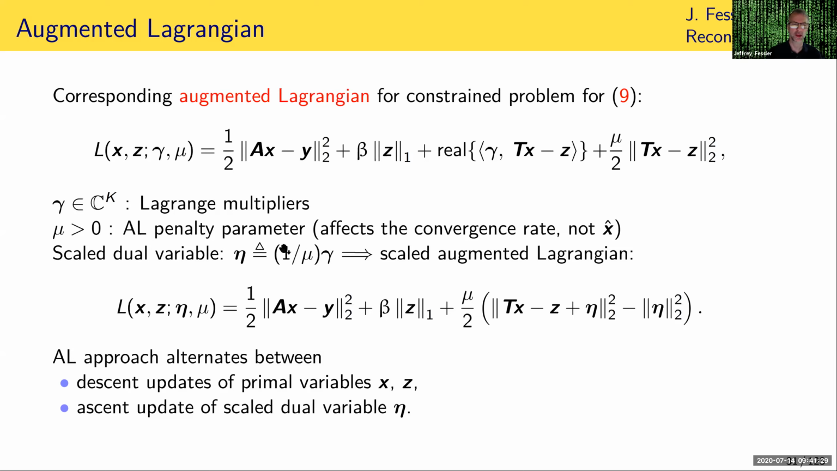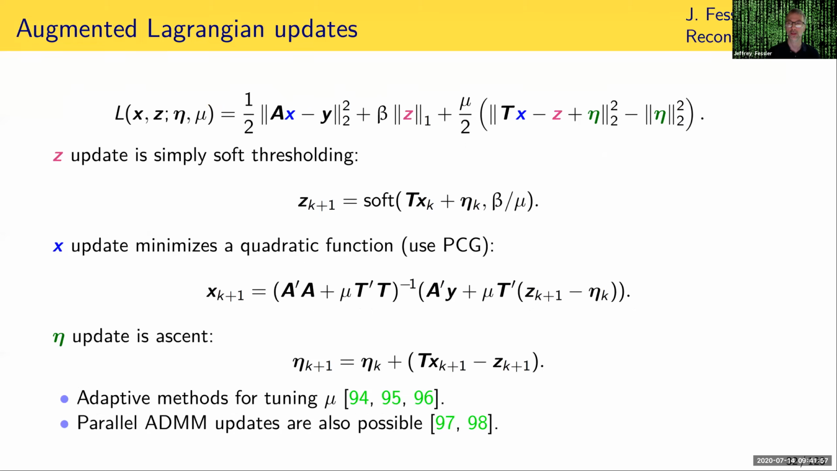It turns out it's convenient to make a little change of variable and get something called the scaled augmented Lagrangian, which now has these 4 terms in it. So there's really 2 primal variables here, x and z, and then a dual variable eta. In ADMM you alternate between descent updates of the x variable, the z variable, and then an ascent update of the scaled dual variable eta. So let's actually walk through that, because again, versions of this kind of algorithm have appeared even in the modern deep learning kind of methods.